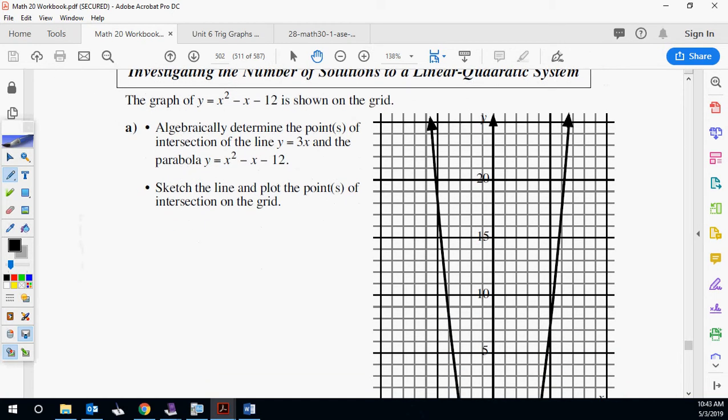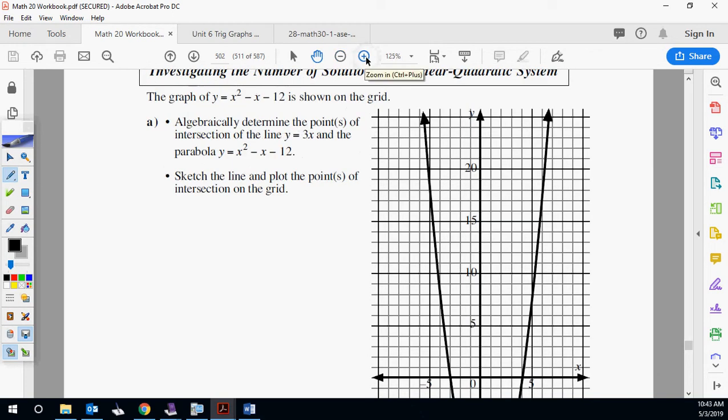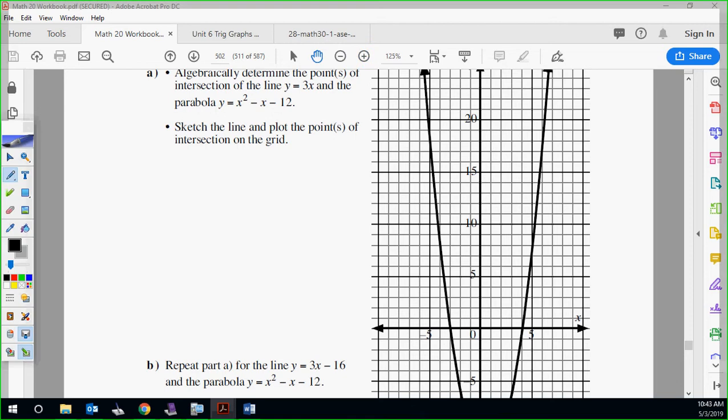What it says here is x squared minus x minus 12 is shown on the grid. That's the big grid to your right. So that's the graph here, and you see you've got zeros at -3 and 4, because that's what the factors are. It says sketch a line and the points of intersection on the grid. So it wants us to do y equals 3x. y equals 3x just goes through the origin. It's up 3 over 1.